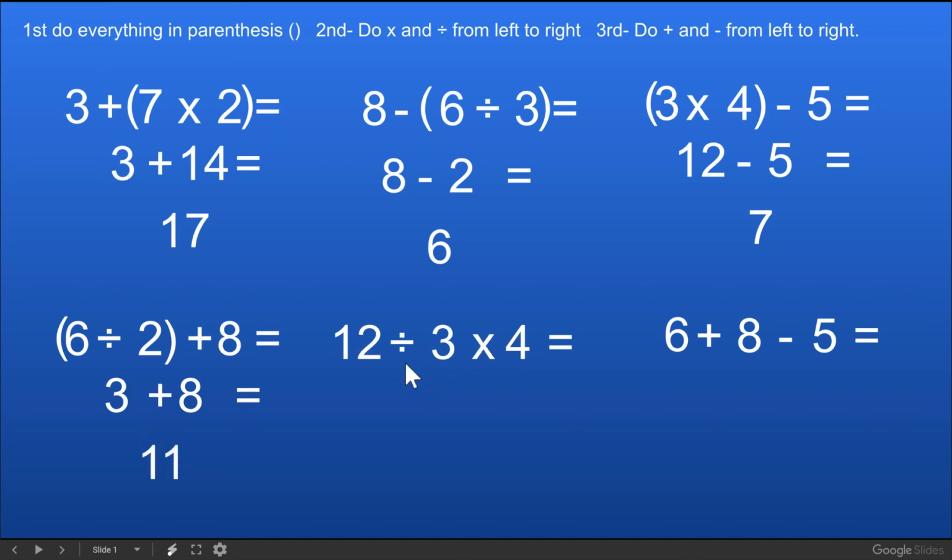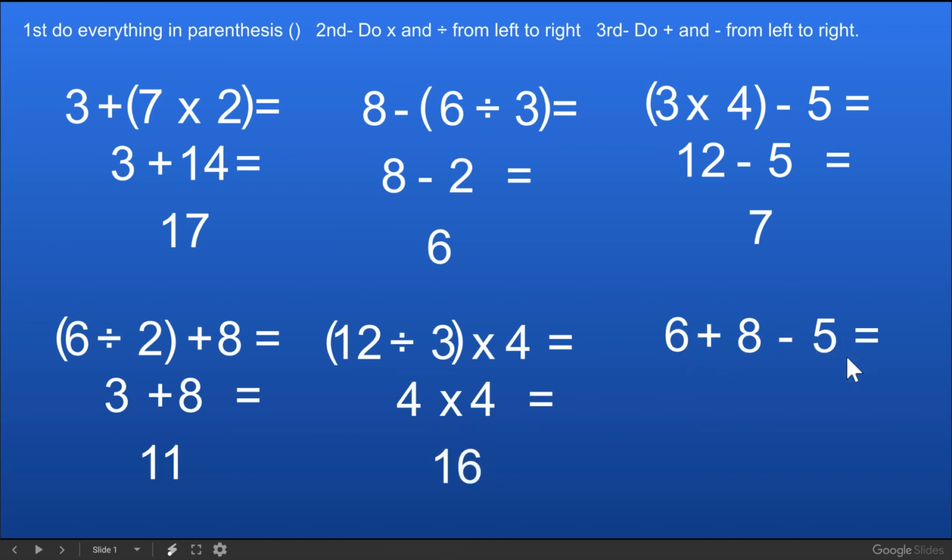This one here, I have both division and multiplication. It says to do multiplication and division from left to right first, so it doesn't matter if the multiplication's first or the division's first. I'm still going to do it in order from left to right. So my division, 12 divided by 3, comes on the left. I'm going to put parentheses around that to show that I'm doing that first. 12 divided by 3 equals 4. And bring down everything else in the equation. 4 times 4 equals 16.